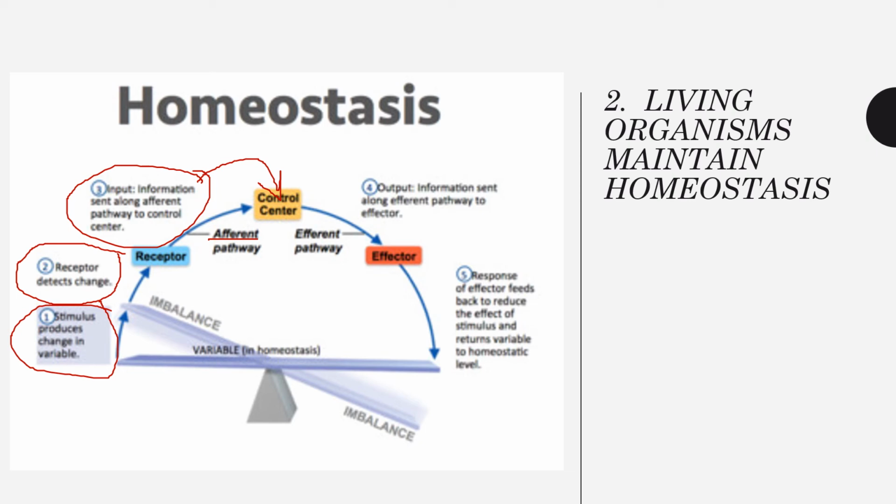And so then information is sent from the control center down efferent pathways, or efferent nerves for people, and they give an output that will then change something. And so that's the response to get things back into balance or back into homeostasis. And this occurs over and over again in organisms, even down to the smallest level, where you have individual bacteria. Clearly they don't have a brain, but they do have receptors, afferent pathways, efferent pathways, and an effector to make sure that homeostasis is maintained.